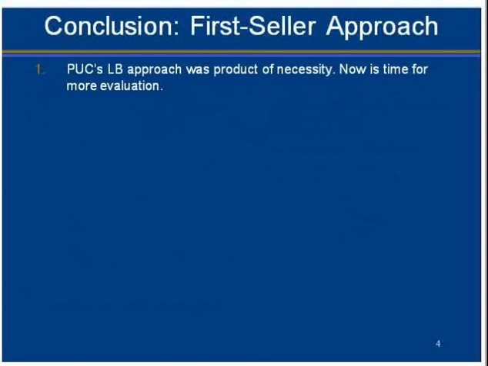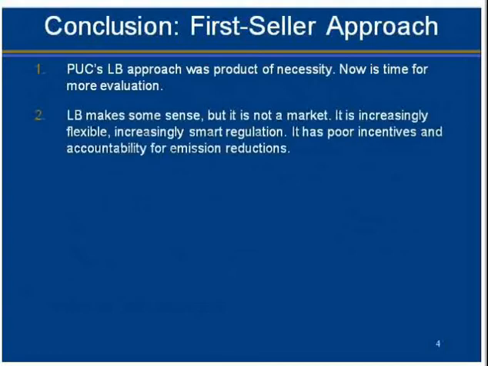Okay, so the conclusion that I'm going to state is, first of all, that the PUC's load-based approach was a product of necessity, and I think now's the time for more evaluation. Two years ago, when the PUC was exercising leadership, it was making a virtue of necessity.